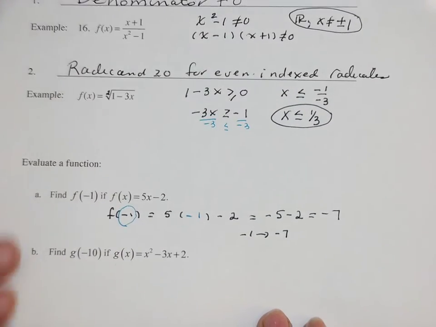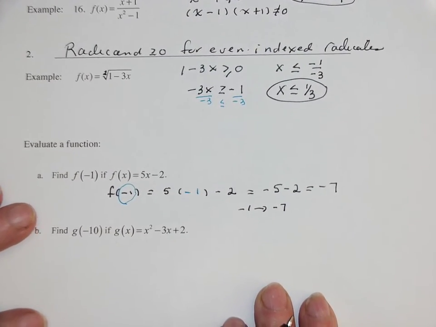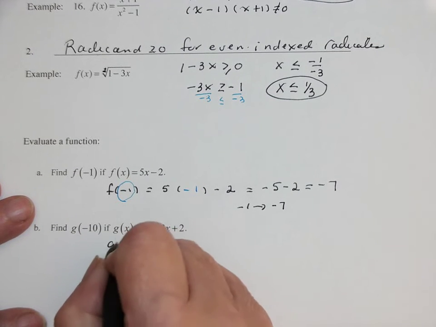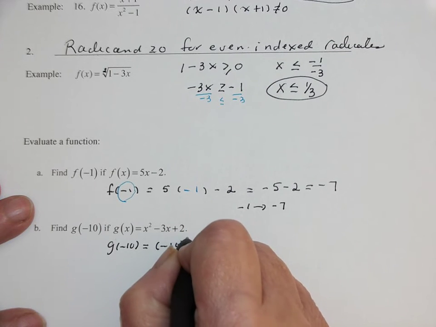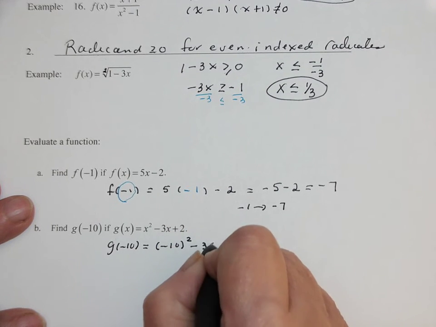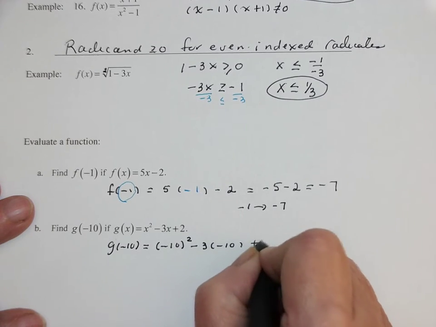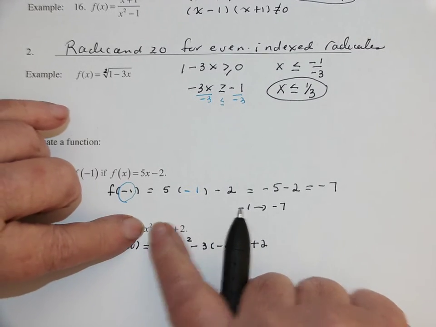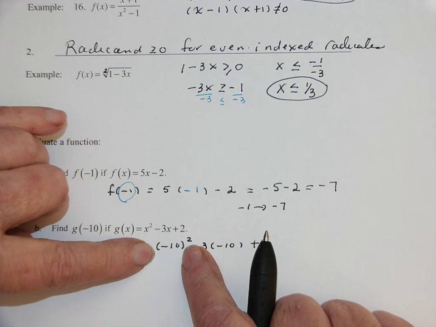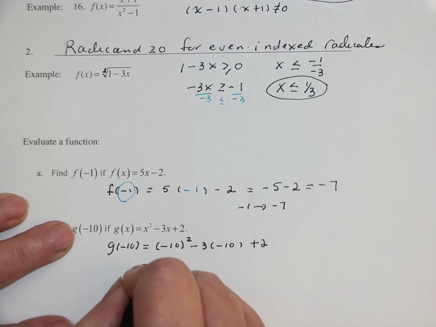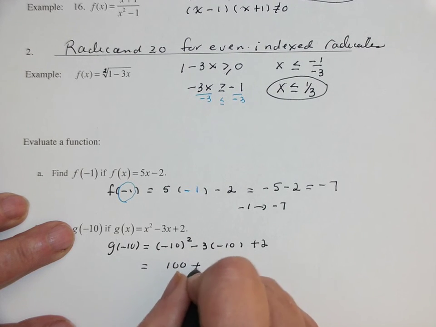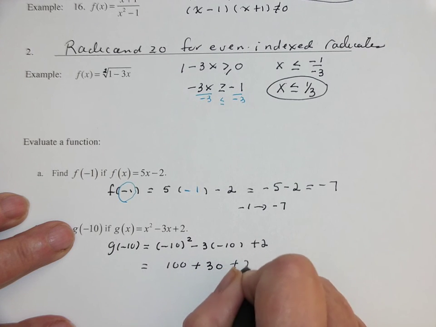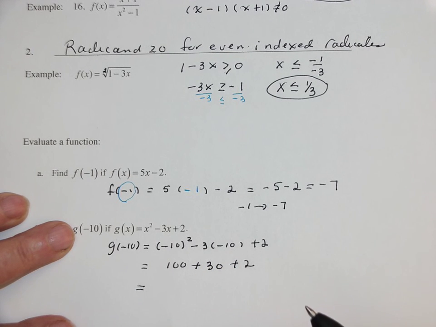And g of negative 10, again, g of negative 10, I would take negative 10 squared minus 3 times negative 10 plus 2. Now notice I am squaring x, so that's why I have the x in parentheses. So this would be 100. Negative 3 times negative 10 is positive 30 plus 2. And this looks like it is going to be 132.